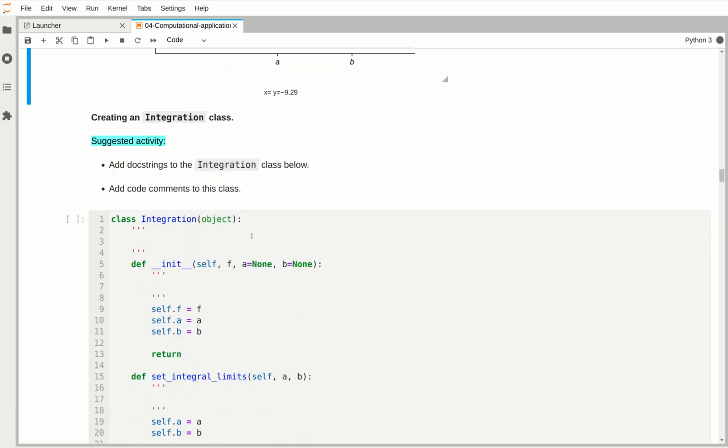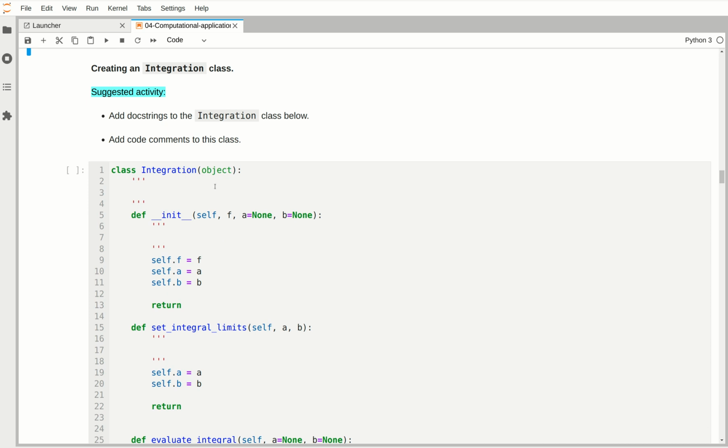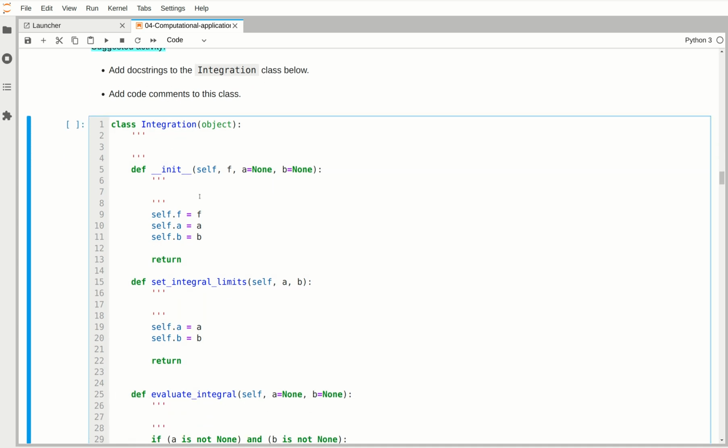So then the final thing I want to talk about in this video is just creating an integration class. So this is a suggested activity for you. You should add some doc strings to this class and add some code comments. But in this integration class, I want to just put some of the functionality we've talked about so far.